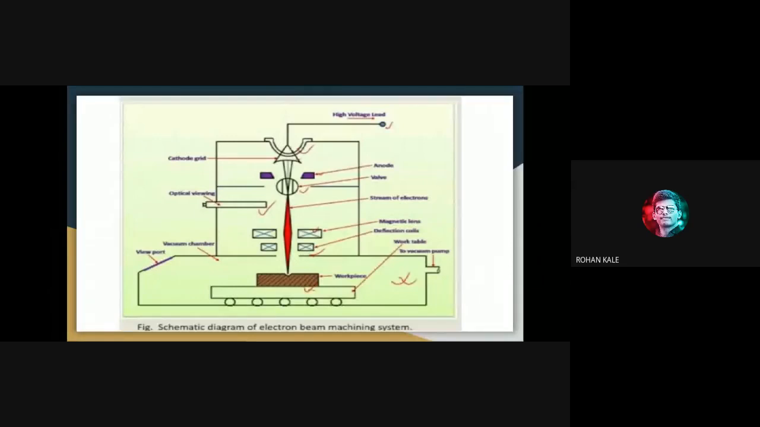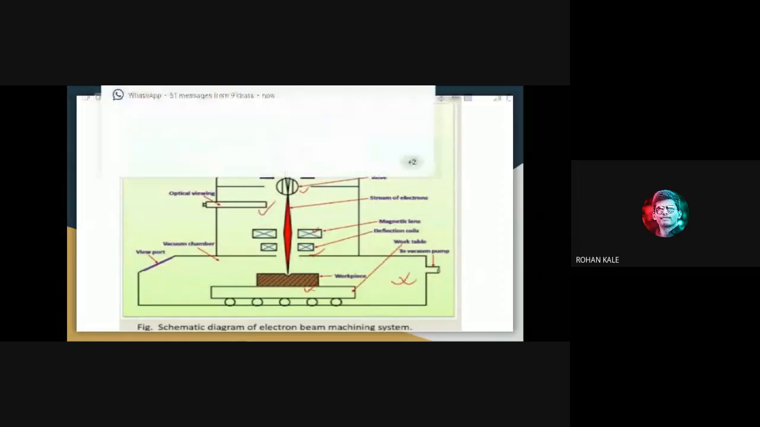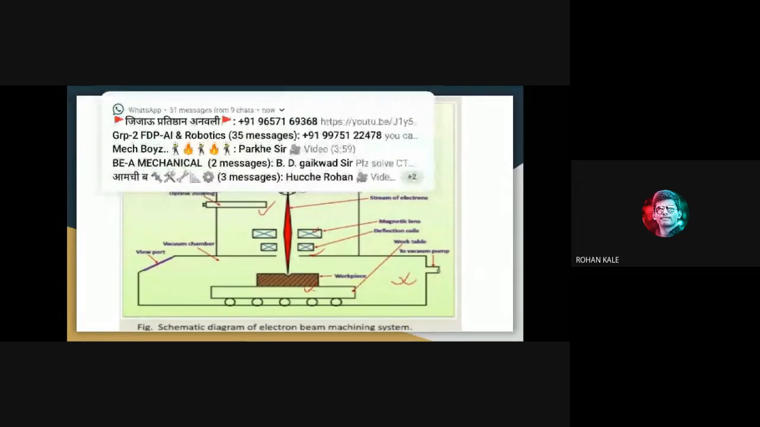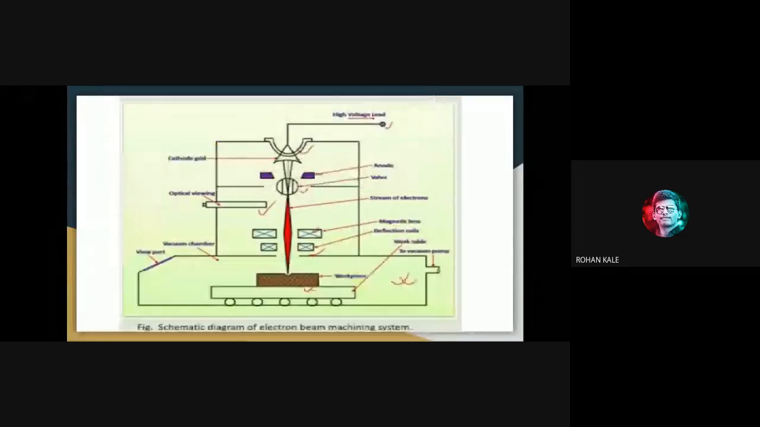If air is there in your machine chamber, the cathode will immediately be oxidized. So to avoid this oxidation of the tungsten filament cathode, this vacuum chamber is used. Also, to avoid the collision of the electron beam with air molecules, which would reduce the strength of the electron beam. So the vacuum chamber is used for both reasons.